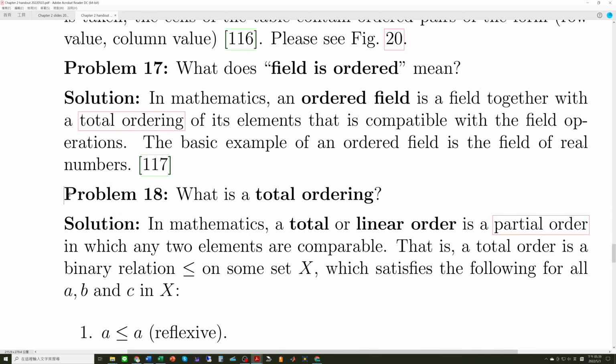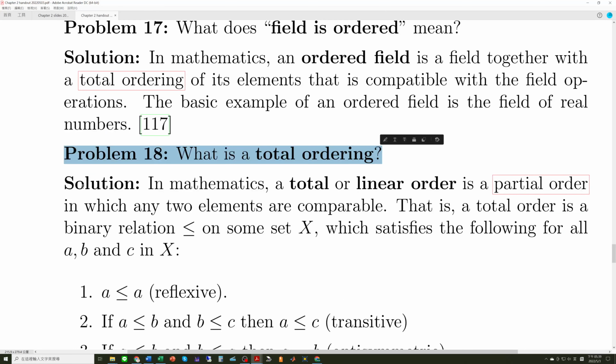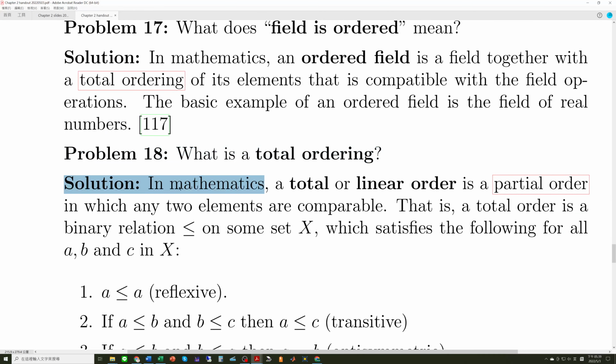So problem 18, what is a total ordering? Okay, solution. In mathematics, a total or linear order is a partial order.